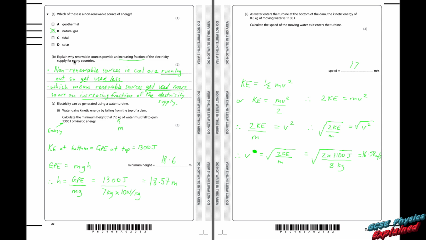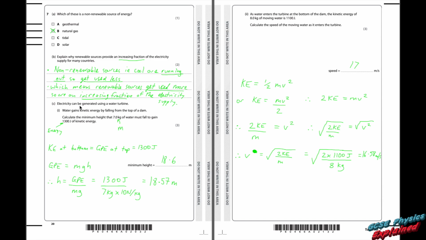Part B. Explain why renewable sources provide an increasing fraction of the electricity supply for many countries. This is a question where people don't understand what it means. Right, look, if the non-renewable sources like coal are running out, we're going to use them less. Now, we still want the same amount of electricity though, don't we? So that means that the renewable sources are going to get used more. So that's why they are the increasing fraction of the electricity supply.